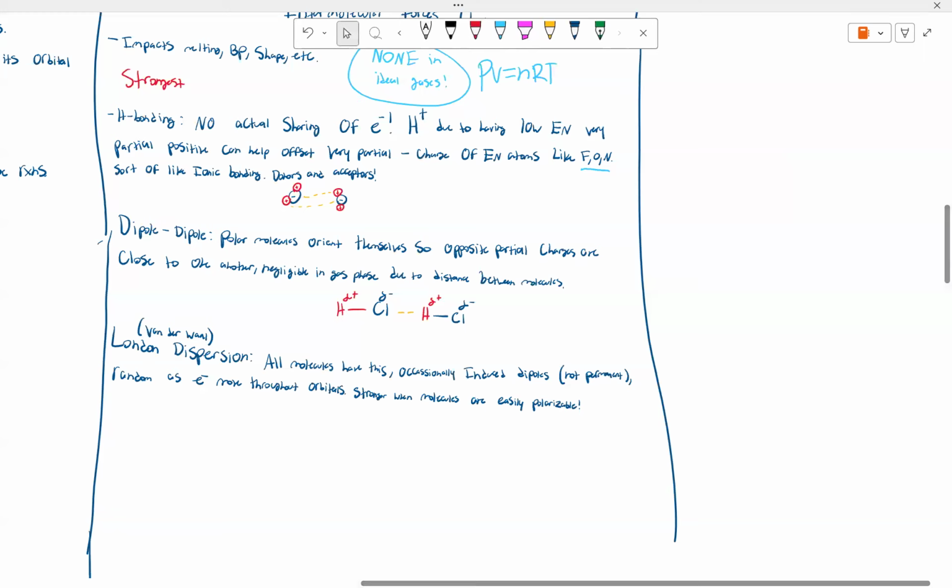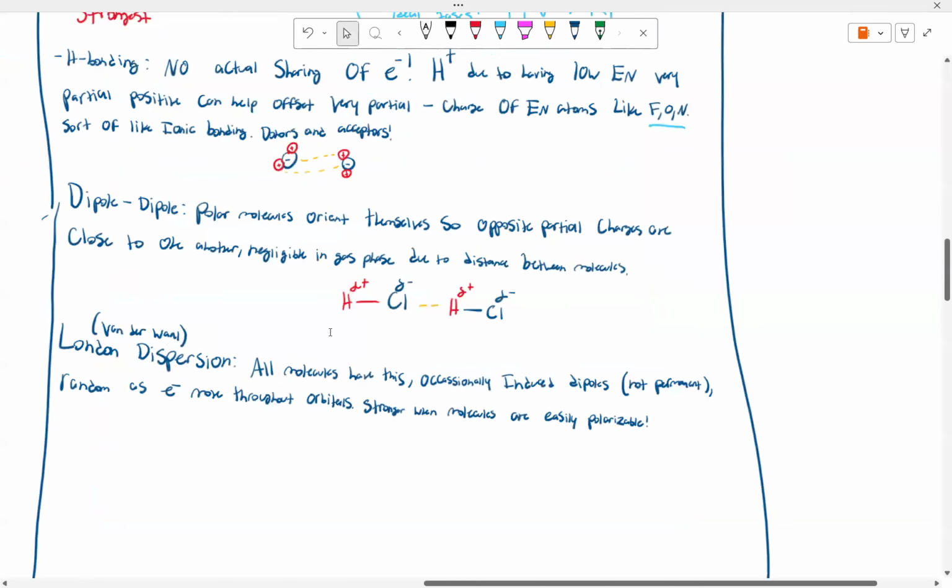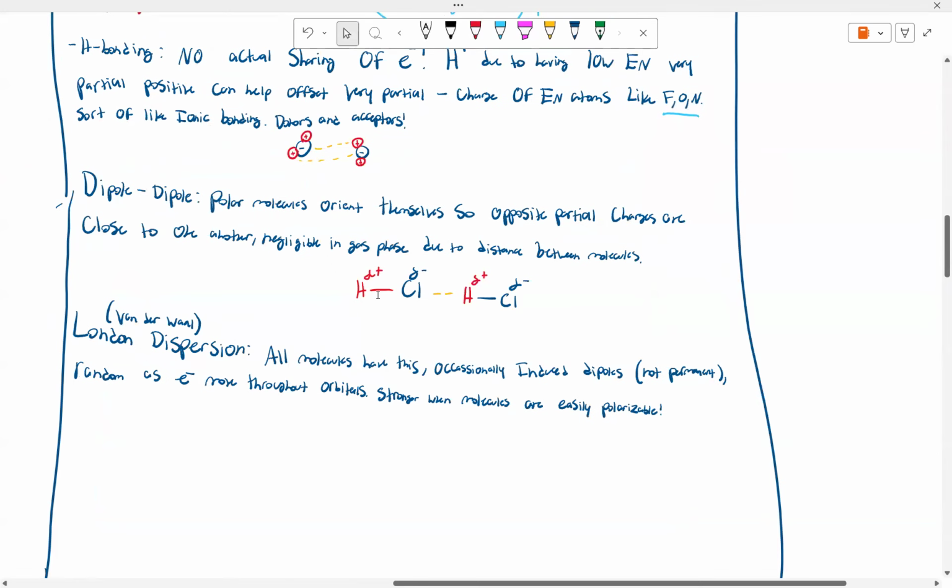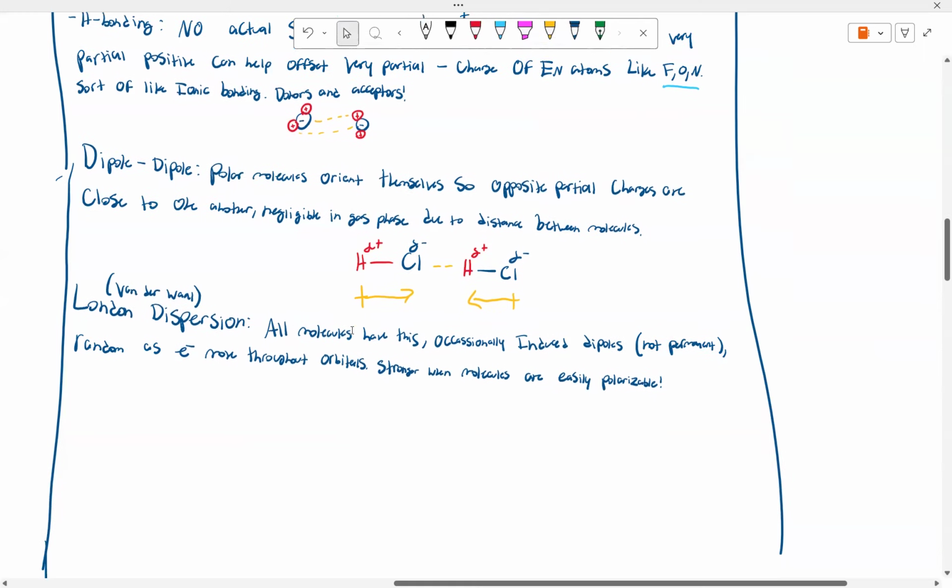And dipole-dipole. Polar molecules orient themselves so opposite partial charges are close to one another. Remember, this is negligible in the gas phase due to the distance between molecules. Over here I don't have a fun molecule, but I have the next best thing, I guess: hydrogen chloride and hydrogen chloride. Remember this is partially positive. If you were to draw a dipole, it'd look like that. Same here. It wants to orient itself to negate that charge, which makes sense, and they're attracted to one another.